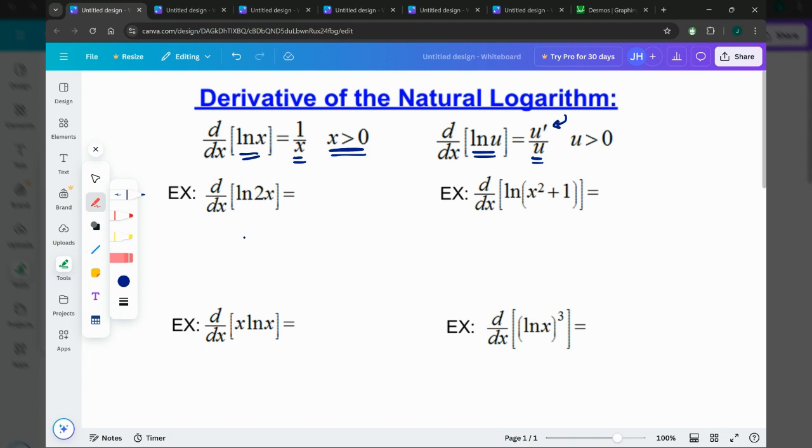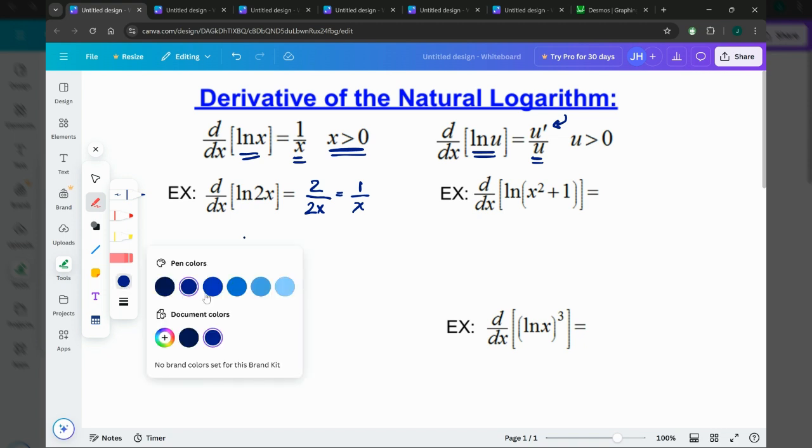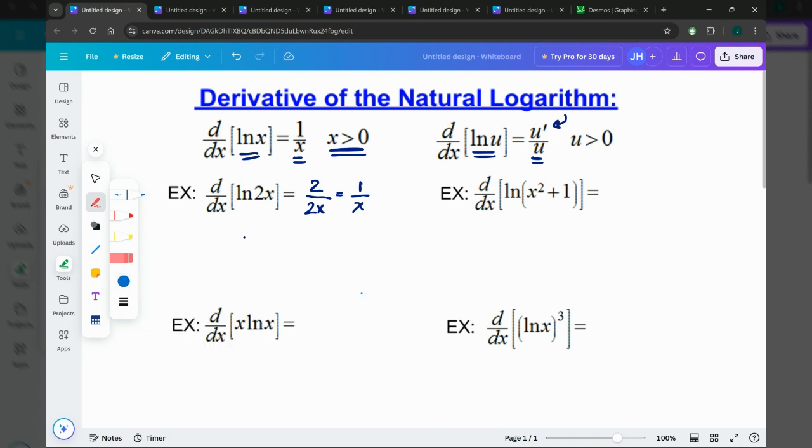So how do I take the derivative of the natural log of 2x? Well, it's pretty easy. You put the derivative of the function on the top, you put the function itself on the bottom, and in this case, that reduces to 1 over x. Wait a minute. What if I took the derivative of the natural log of 3x? Well, that would be the derivative of the function, which is 3, over the function itself, 3x, that also reduces to 1 over x.